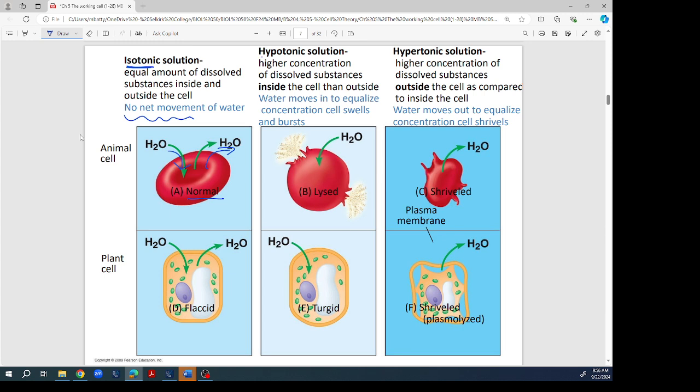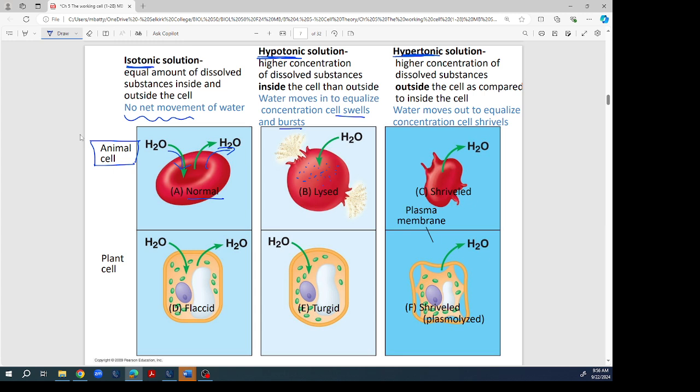The hypotonic and the hypertonic, there's a really significant effect on the cell. So animal cells at the top have just the plasma membrane. So the hypotonic solution, as we have a lot of things dissolved in the cell, got this almost backwards, right? The water's going to move to dilute that. And when the water moves in, it's going to cause the cell to swell or potentially burst.